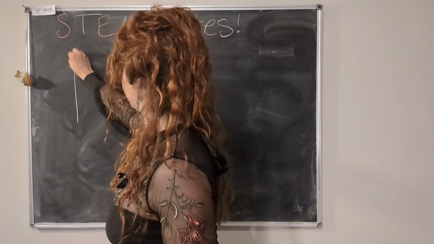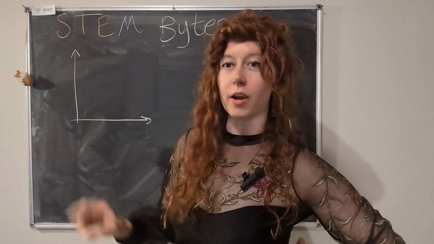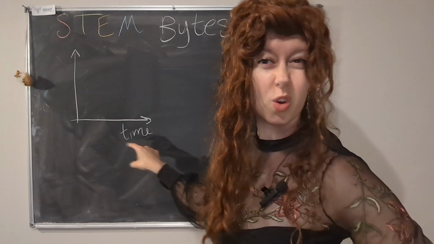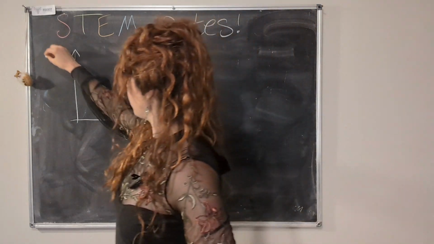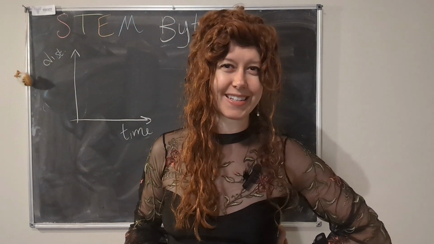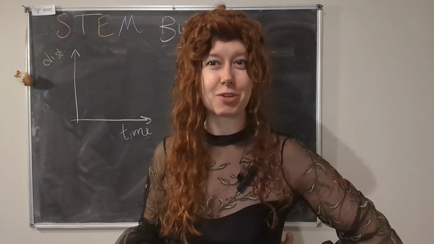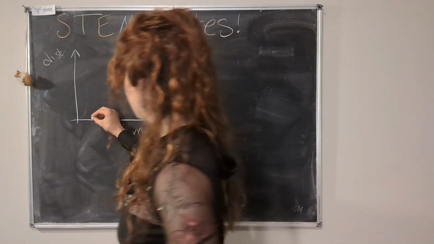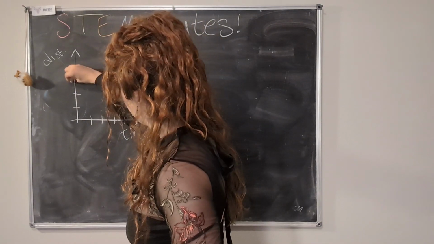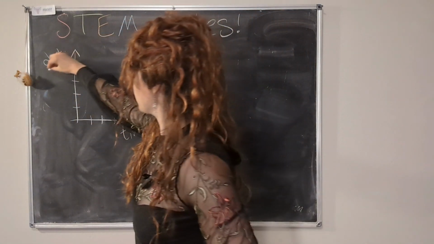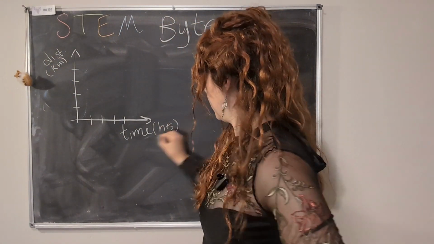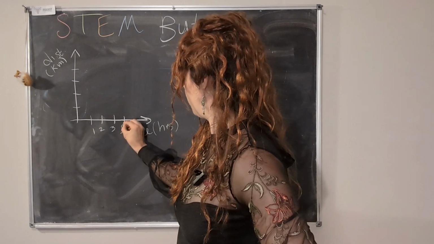We have our handy dandy graph, and on the bottom, the horizontal axis, we have time. And on the vertical axis, we have distance, which I'm lazy and I'm going to write as distance. Because most of the world uses the metric system, we're going to use kilometers today. So we'll make some little tick marks to make it easier to see our plot. The units of distance are kilometers and the units of time are hours. So we'll say 1, 2, 3, 4.